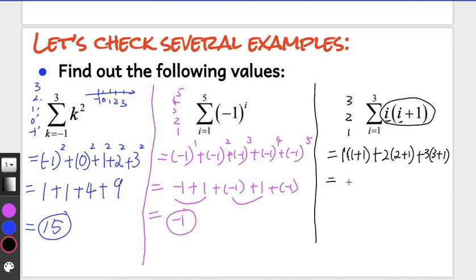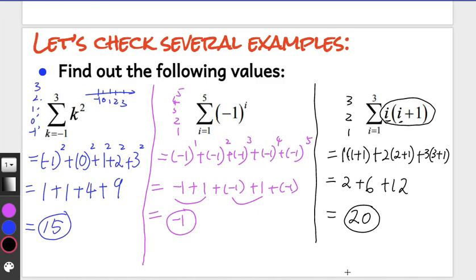So now we just need to do the math. 1 times 1 plus 1 is 1 times 2, which is 2. Then 2 plus 1 is 3, 3 times 2 is 6. Remember, you do parentheses first, then you multiply, then you do the adding next. So don't be confused about the order of operations. 3 plus 1 is 4, 4 times 3 is 12. Now add them together, and you will get the answer 20.